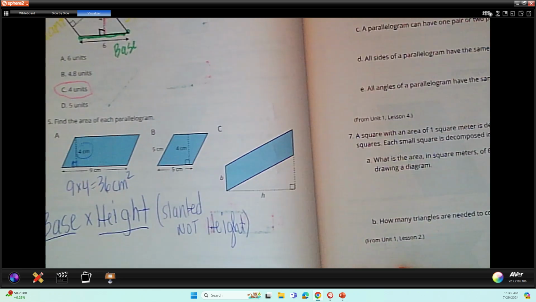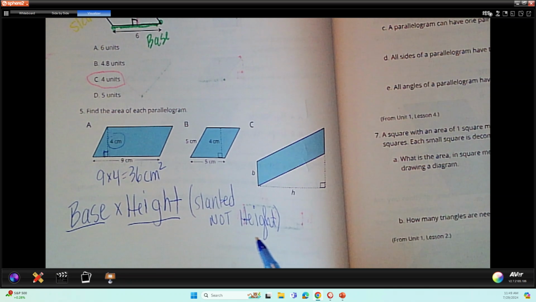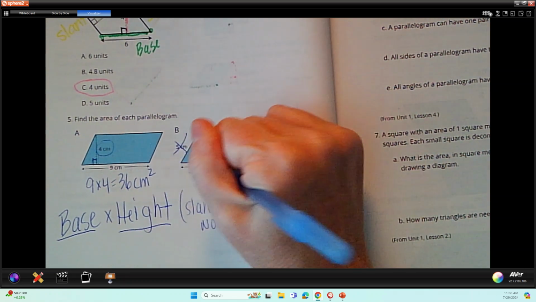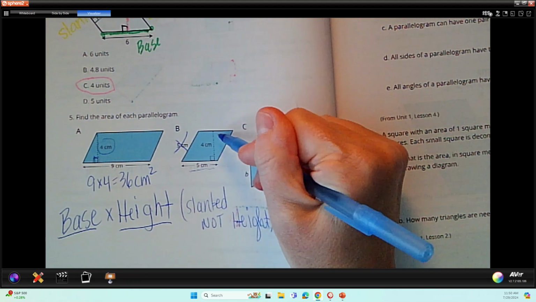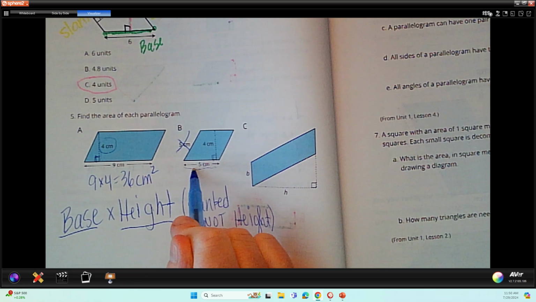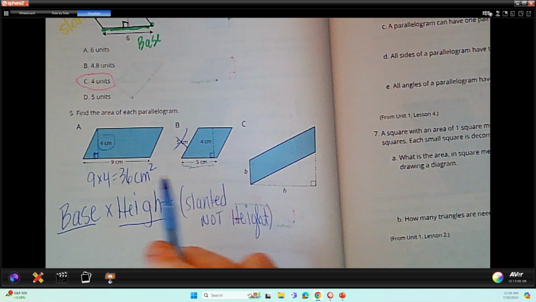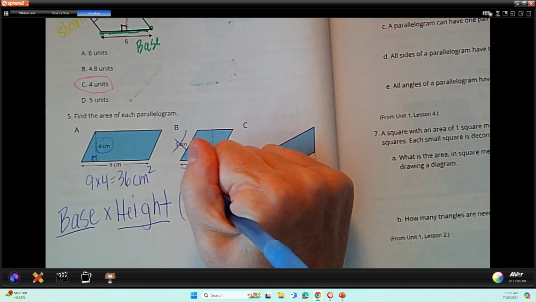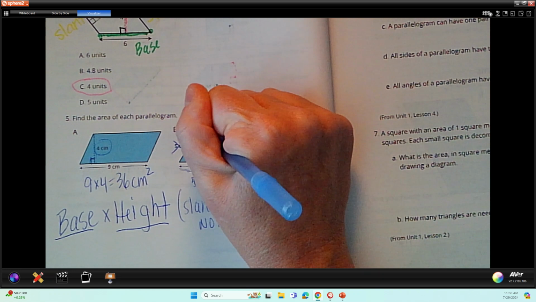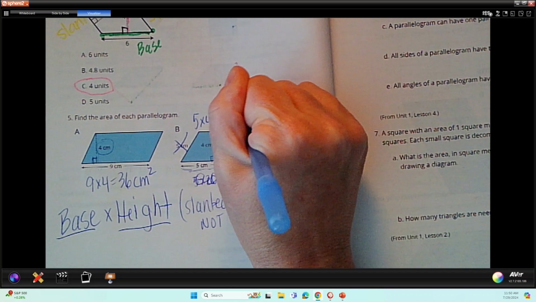Okay? All right, now this one is giving me a slant. Slanted is not the height. I don't want that one. I've got the base and I've got the height. See the perpendicular line forming with the base. I know this is the base because of the arrows. That's usually a signal that this is the base. So it's 5 times 4. 5 times 4 is 20. Oh, I'm rushing. 5 times 4 is 20 centimeters squared.